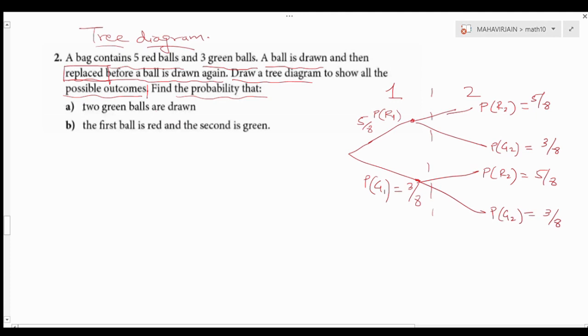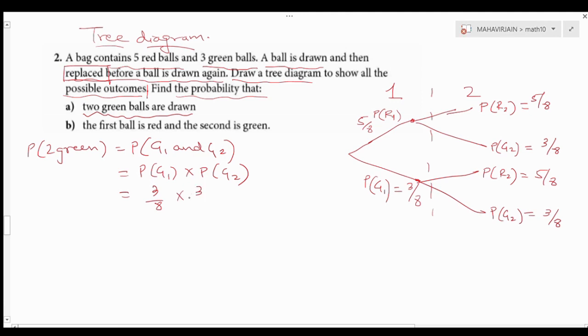Now, the probability you want to find. Two green balls are drawn. So probability two green balls are drawn is probability green in first and green in second. So probability of G1 into probability of G2. Clear with this thing? Now probability of G1 is how much? 3 by 8. What is probability of G2? 3 by 8. So your answer is how much? 9 by 64. I hope the first part is very clear.